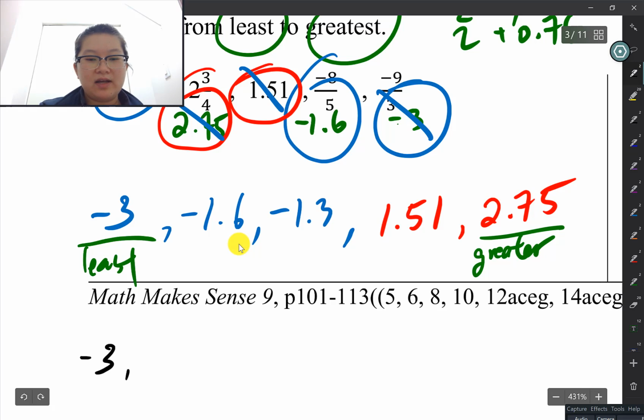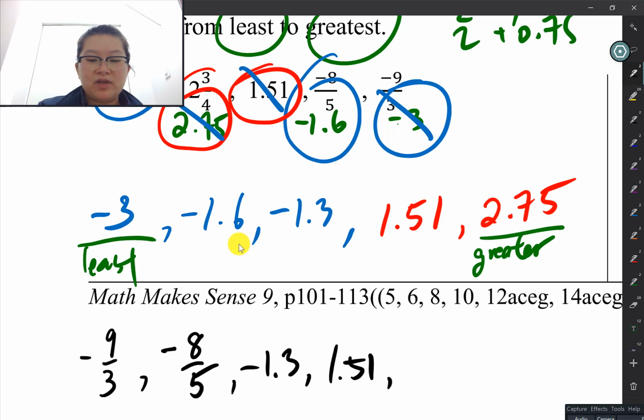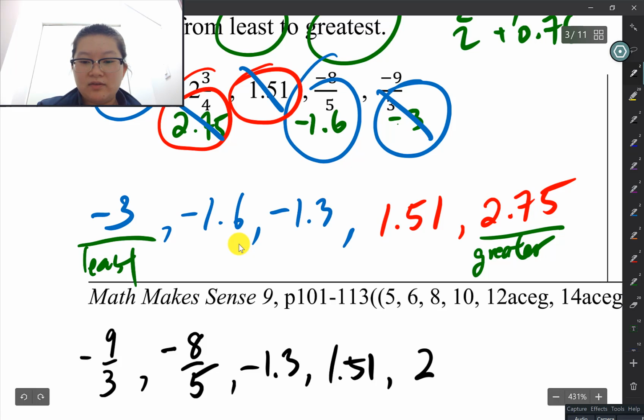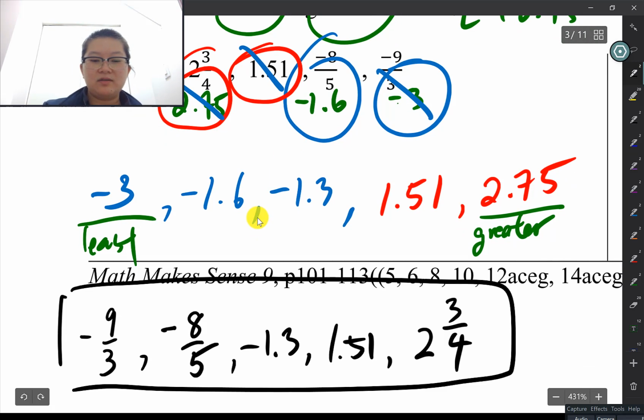So here I would write negative, oh, it was not negative 3, it was negative 9 over 3, okay? And negative 8 over 5. Negative 1.3 was the same as the question. And 1.51 is the same as the question. And 2.75 instead was written as a mixed fraction, 2 3/4. Okay, so if you just write it like that for proper courtesy, thank you, that would be very awesome.